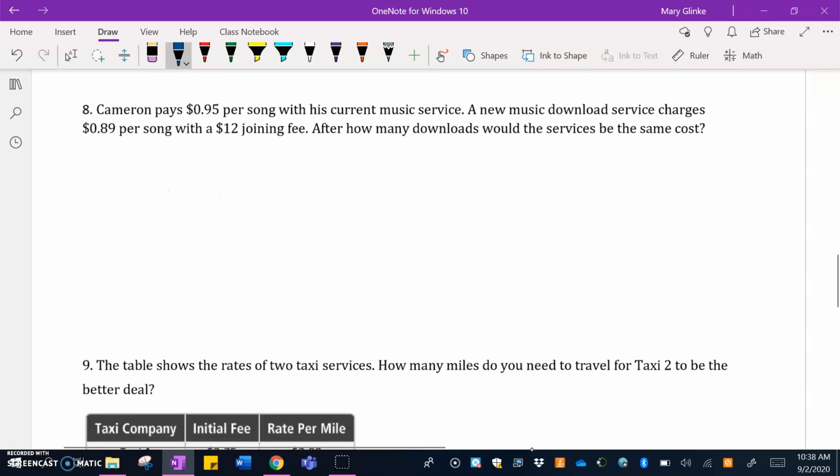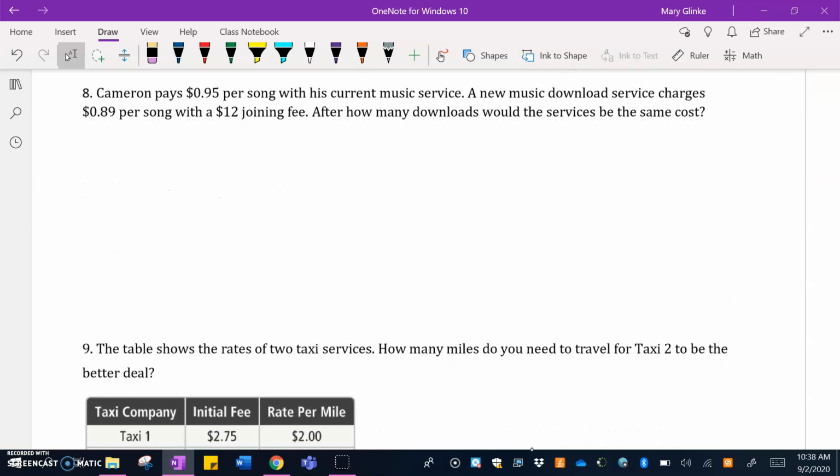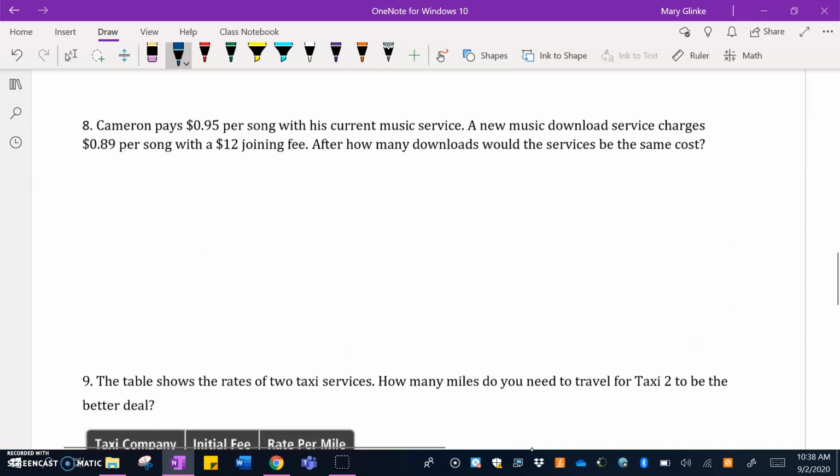We're going to go ahead and try a couple word problems here. So we have Cameron paying 95 cents per song. Whenever I see something like this, per, I always think of that as a rate. So it's going to be kind of like a slope. So the new music download service charges another rate here, so it's 89 cents per song. This is again a rate. This $12 joining fee here, this is a one-time fee. So we want to know after how many downloads would the services be the same cost? In other words, when would these be equal?